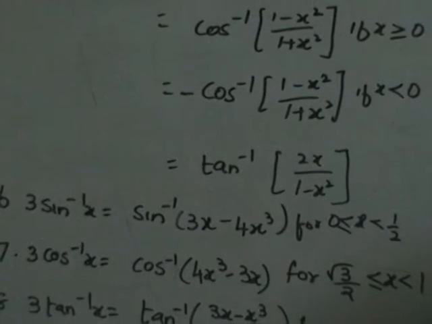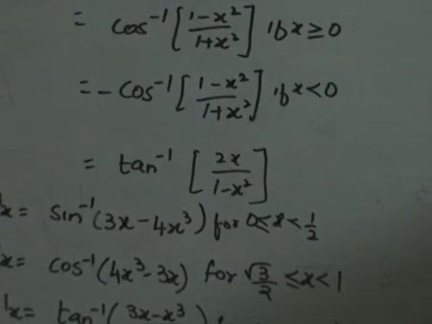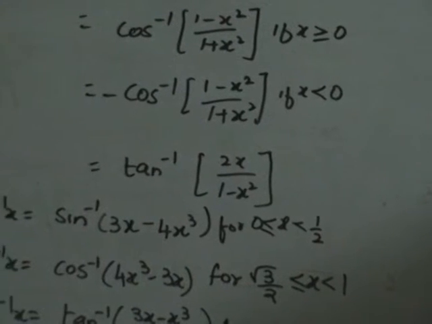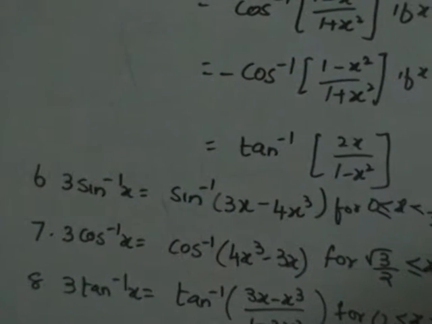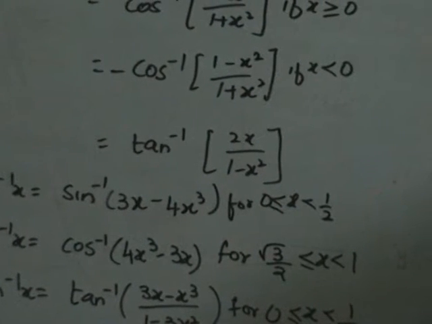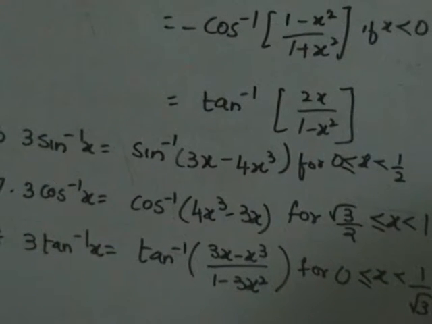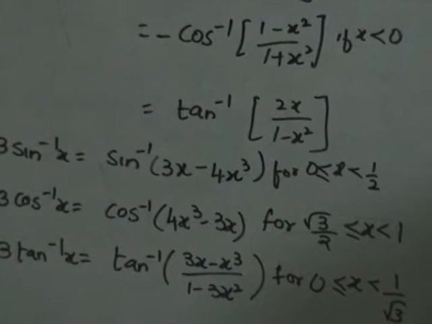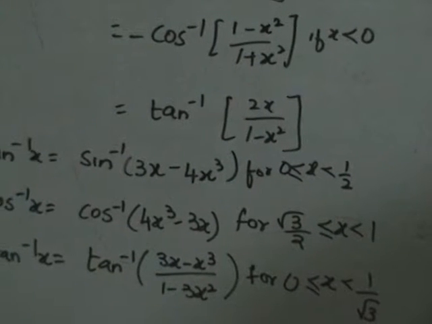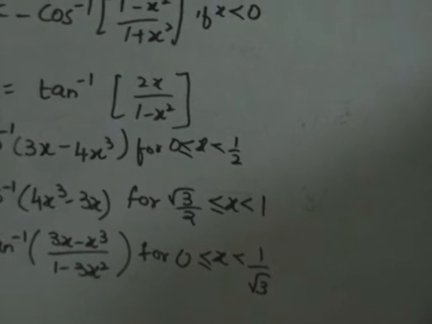Similarly, 3 sin inverse x is equal to sin inverse of 3x minus 4x cube, for 0 less than or equal to x less than or equal to half. Similarly, 3 cos inverse x is equal to cos inverse of 4x cube minus 3x, for root 3 by 2 less than or equal to x less than or equal to 1. 3 tan inverse x is equal to tan inverse of (3x minus x cube) by (1 minus 3x square), for 0 less than or equal to x less than or equal to 1 by root 3.